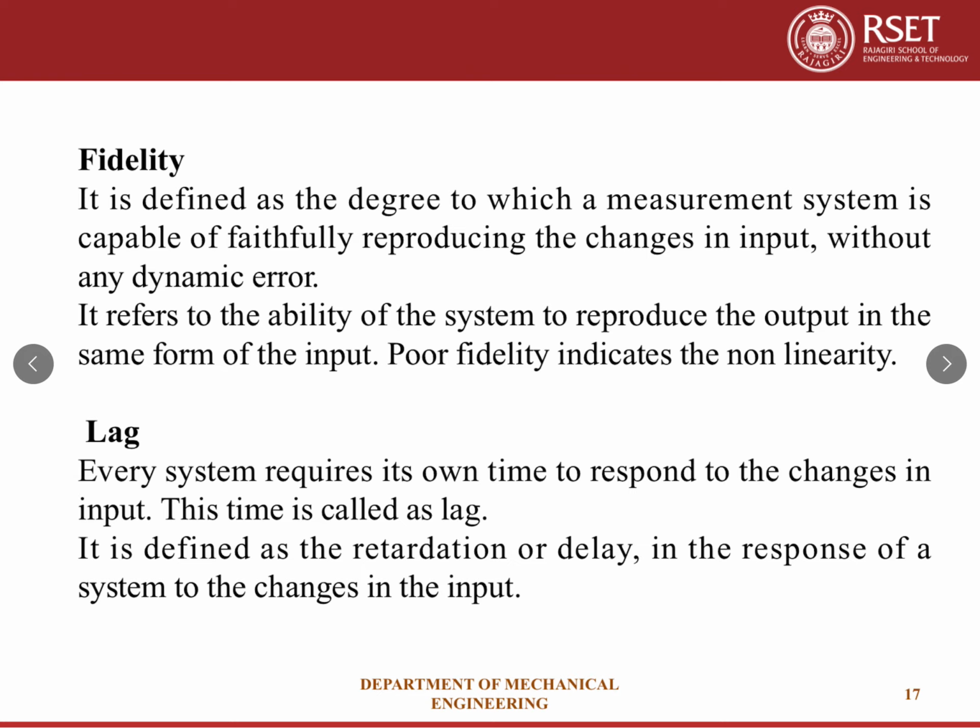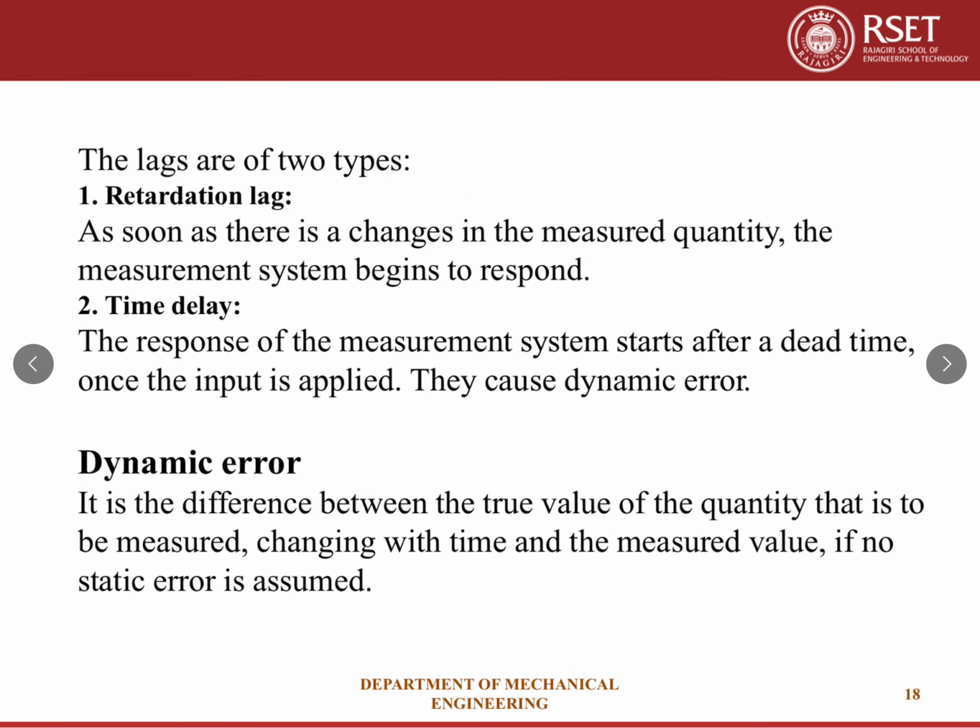Whatever change is made in the input should be faithfully indicated in the output. Then lag. Every system requires its own time to respond to a change in the input. This is called lag. It can be defined as retardation or delay in the response of a system to a change in the input. We have two types of lag: retardation lag and time delay.